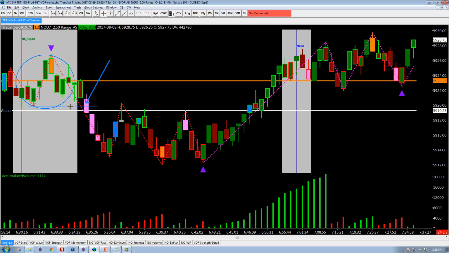Let's talk about what happens at the bottom of this wave. This is a little key here. All right. So the question I have for you is, who's selling here and who's buying? Okay.